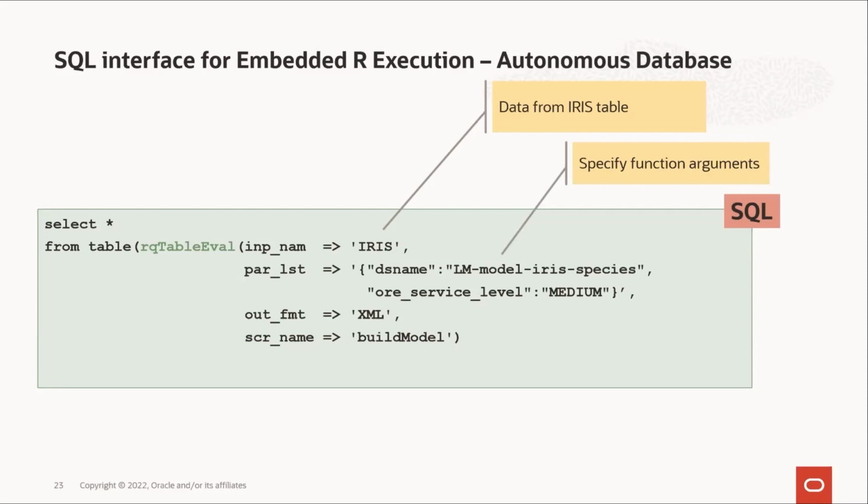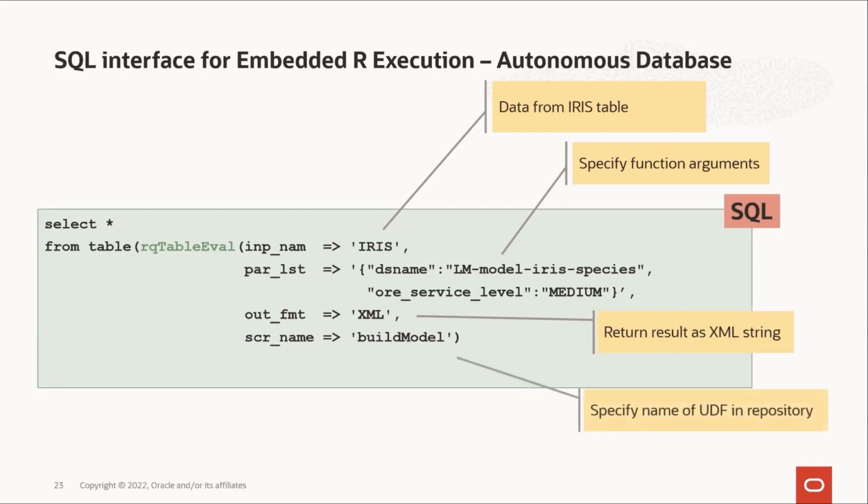and that we want to use the Autonomous Database medium service level to enable parallelism. We indicate that the output format of the result should be an XML string. Recall that we're just returning the value true from our function. And lastly, we give the name of our UDF that we just created in the script repository.